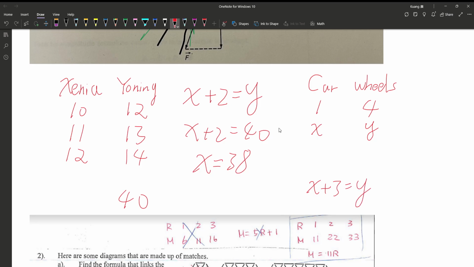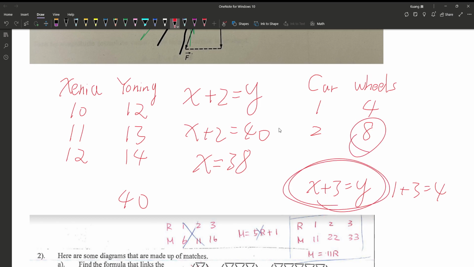No. The reason is if I have 2 cars, I should have 8 wheels. If I use this equation, when X equals 1, that makes sense. 1 plus 3 equals 4 wheels. But when X equals 2, that means 2 cars plus 3 equals 5. But actually 2 cars should have 8 wheels, not 5. So I cannot use this equation to represent the relationship between X and Y.